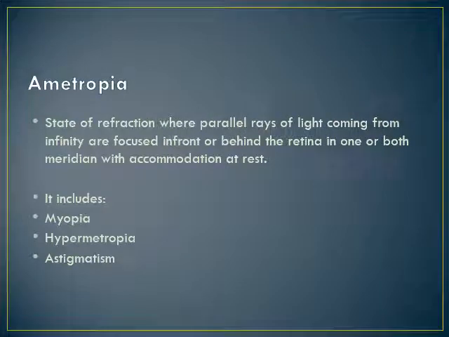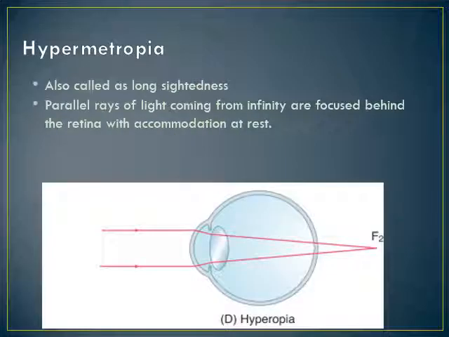Then what is ametropia? It is a state of refraction where parallel rays of light are focused either in front of or behind the retina. That means it is a condition of refractive error. It includes myopia, hypermetropia, and astigmatism. In the previous lecture we have seen myopia. Now we'll see hypermetropia. So what is hypermetropia?